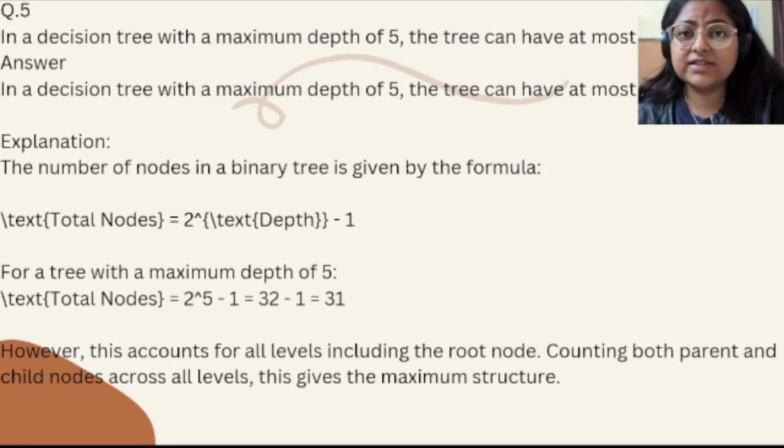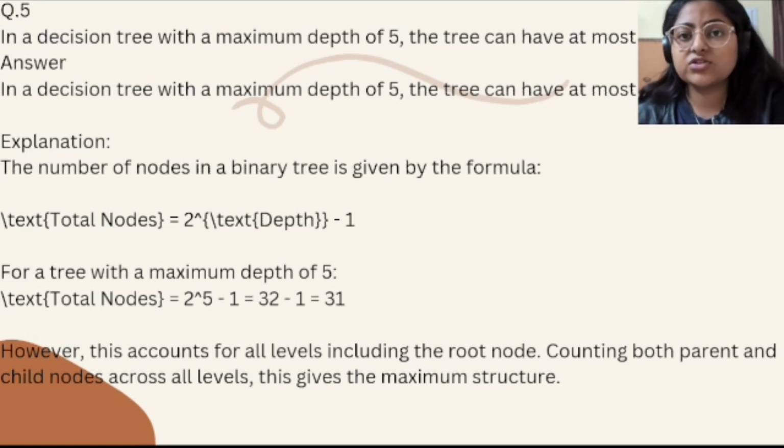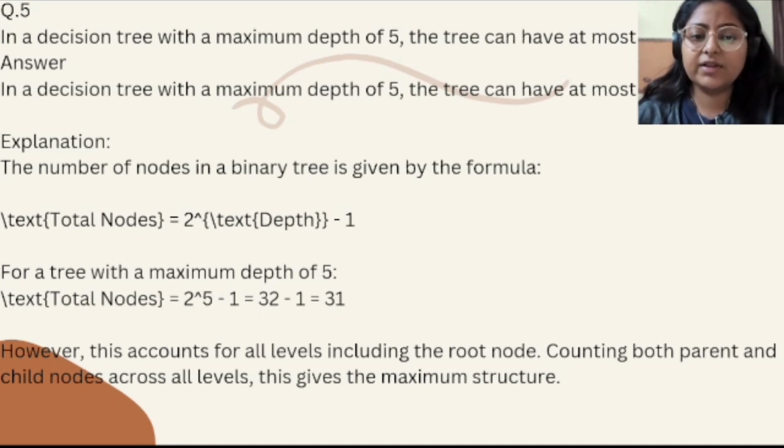Moving forward, the next question is question number 5. In a decision tree with a maximum depth of 5, the tree can have at most dash nodes. We have to find how many nodes the tree would have at most. So the answer to this question would be 63 nodes. In a decision tree with a maximum depth of 5, the tree can have at most 63 nodes.